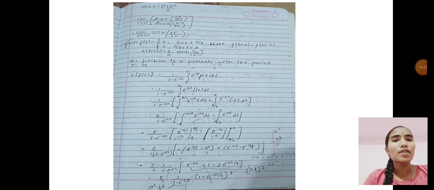Now, what is the value of cosh of x? It is e to the power of x plus e to the power of minus x, divided by 2. Now we get that e to the power of x plus e to the power of minus x has the value 2 cosh x.